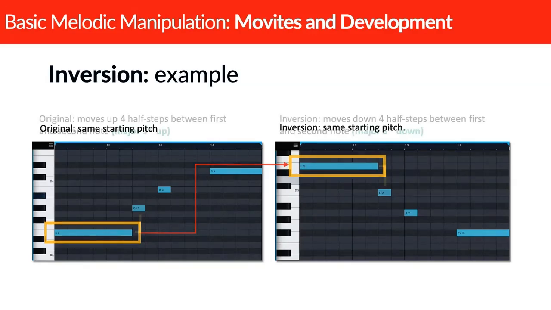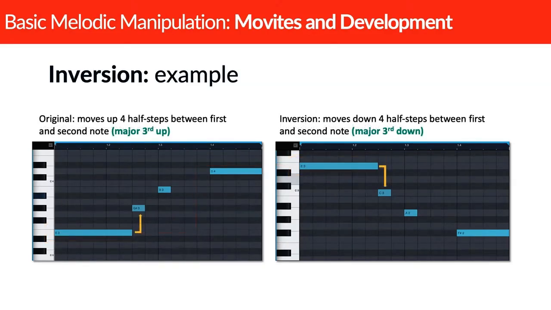That's step one. Step two, the original moves up 4 half steps between the first and second note. So that's a major third up. And the inversion, on the other hand, again with the same first starting note, instead of moving up 4 half steps, moves down 4 half steps. So again, we move through the motive like this, but whatever the original does, the inversion does the opposite. Does that make sense? Okay, so let's keep going.